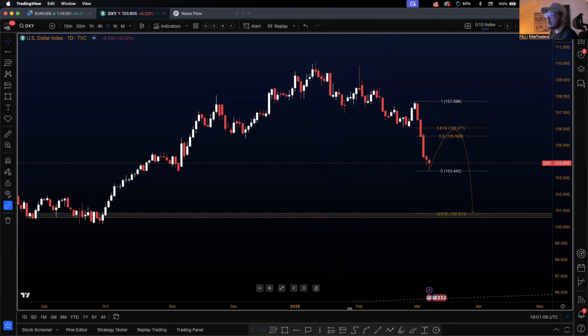The reason is, I got a question the other day: why were tariffs so bullish for the dollar and now they're very bearish? And it's because of one simple reason. Tariffs haven't gone the way Trump wanted.